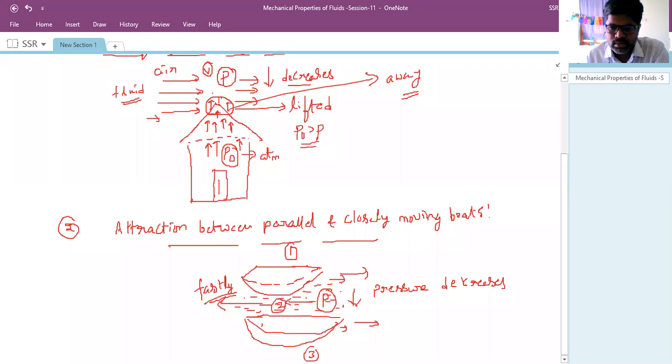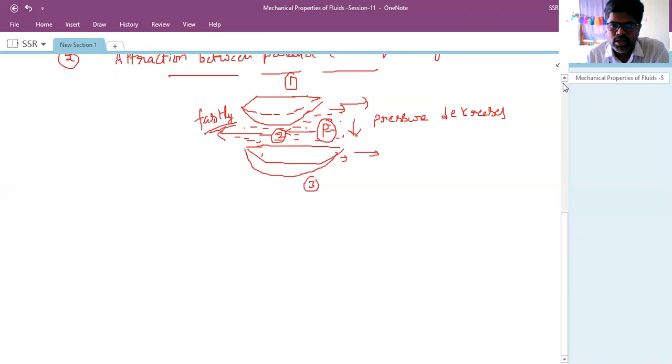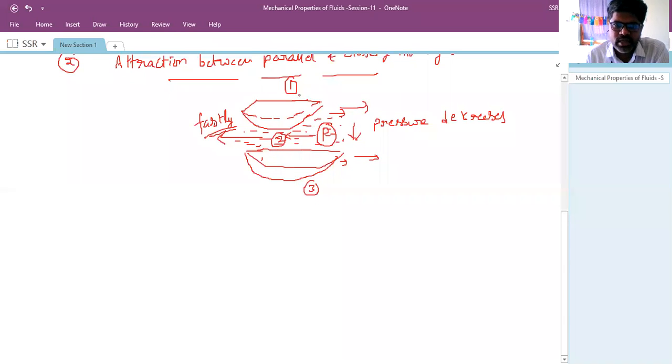Now you can observe, side 1 and side 3 have the normal pressure of the water, let us say P naught. Whereas in between the two boats, the pressure P decreases, because the water is moving fast between the boats. That pressure will be less than the P naught value.